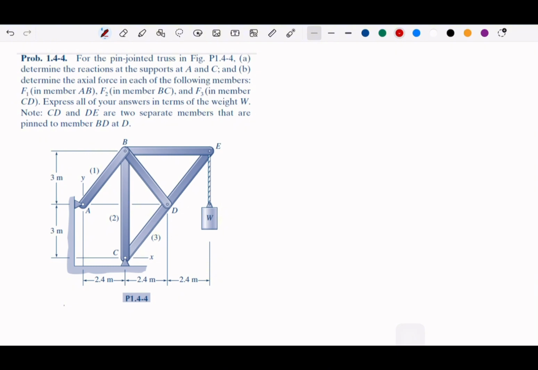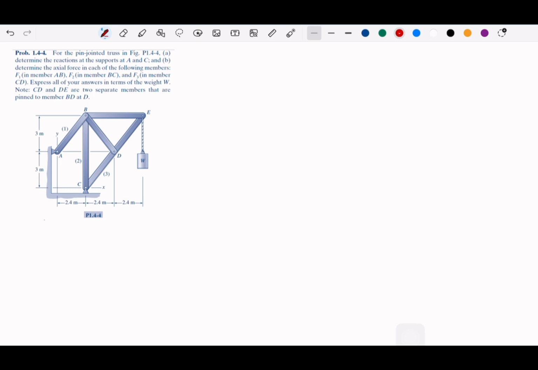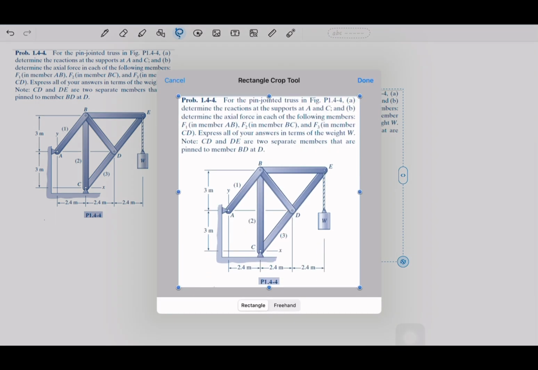Okay, the first one is this pin jointed truss. Okay, there will be 3 questions or 2 questions. The first question is to determine the reactions at the supports A and C, and then determine the axial forces F1, F2, and F3. So if we take this, let me copy, and then I will take only the diagram.